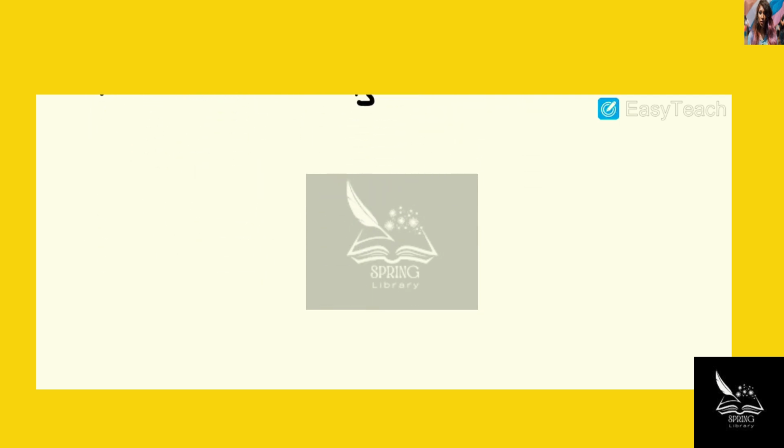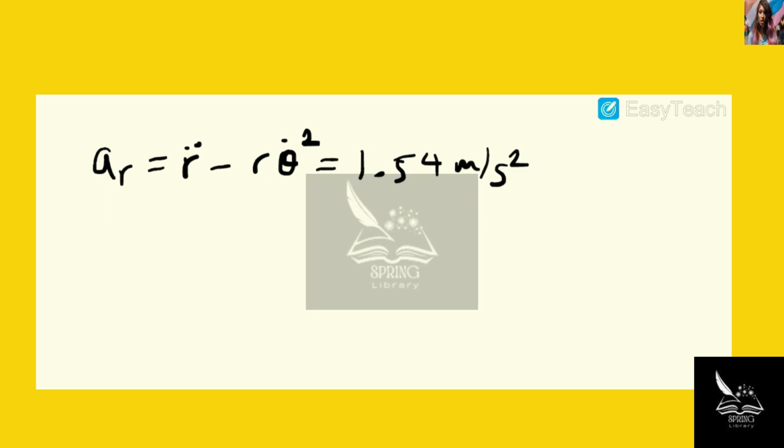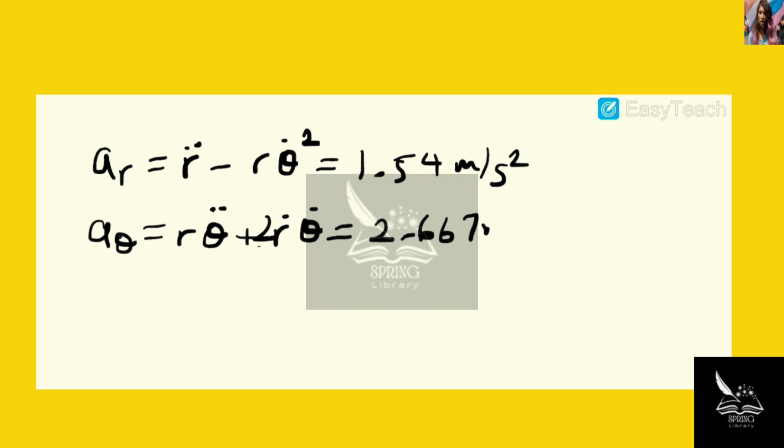So we can go ahead and solve for accelerations in the radial and theta directions. We know that a_r is equal to r double dot minus r theta dot squared, which is equal to 1.54 meters per second squared. And we know that acceleration in the theta direction is given by r theta double dot plus 2 r dot theta dot, which is equal to 2.667 meters per second squared.